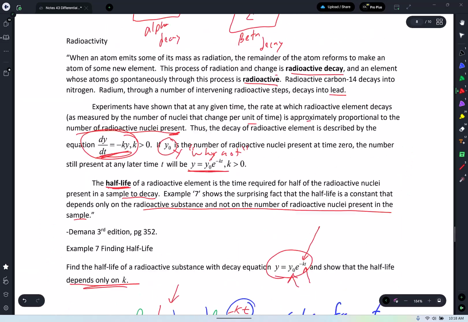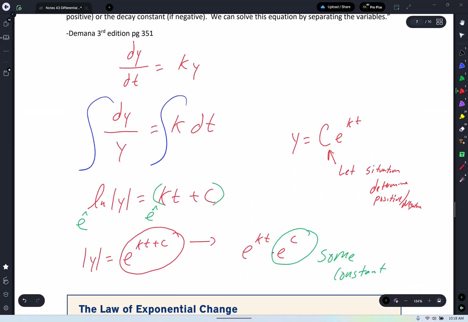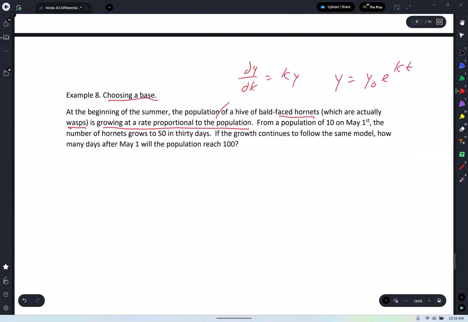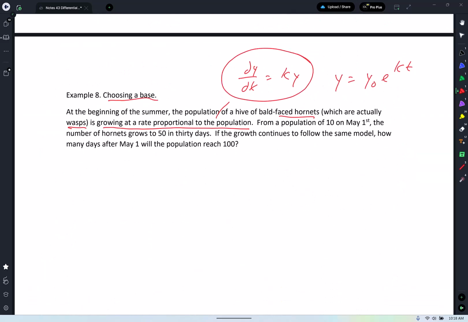Unless you want to do all this over again. You don't have to do that over again. Once you know that it grows proportional to the population, if it's money or whatever, you can just go right into that.